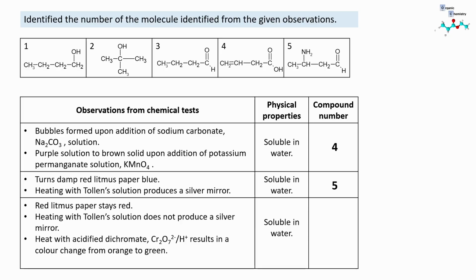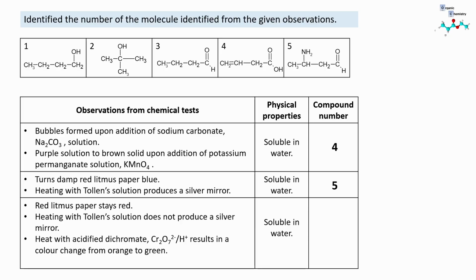Okay, so the last one is red litmus paper stays red. Now that doesn't mean that it is an acid. It could be neutral. It's just saying it isn't a base. So it isn't an amine. It can't be 5. When we heat it with Tollens solution, it does not produce a silver mirror. That means it does not have an aldehyde functional group. So it can't be 3 and it can't be 5.